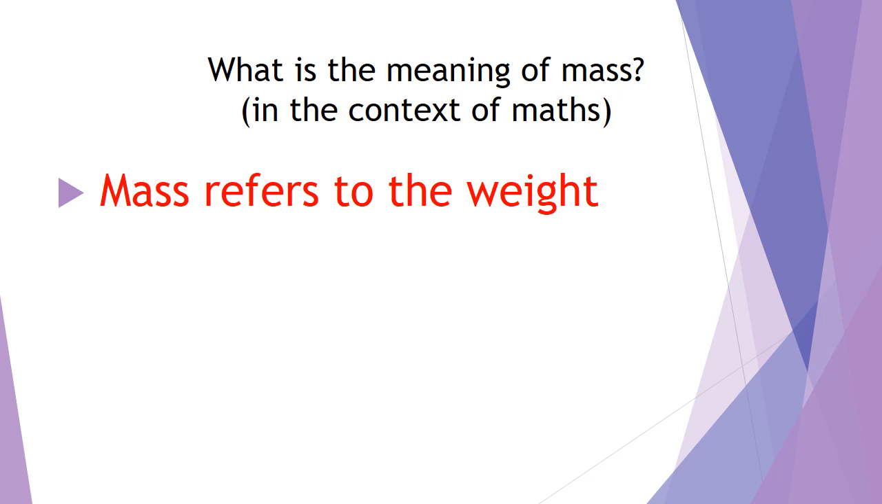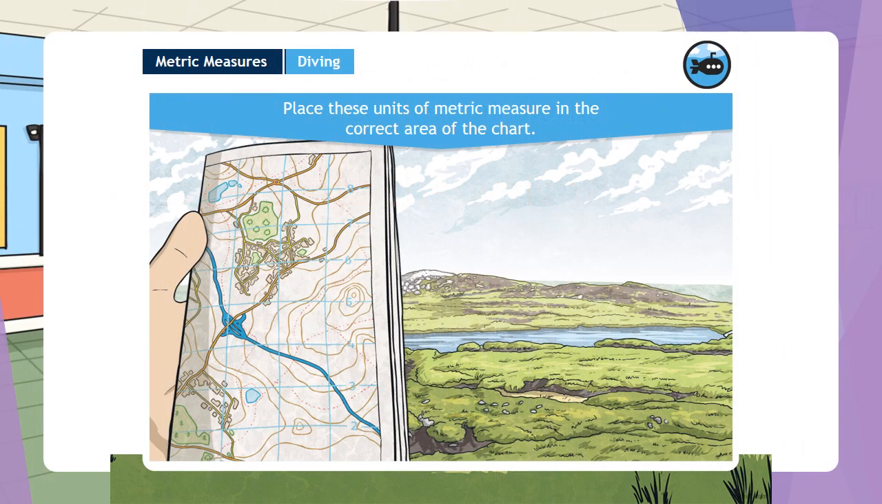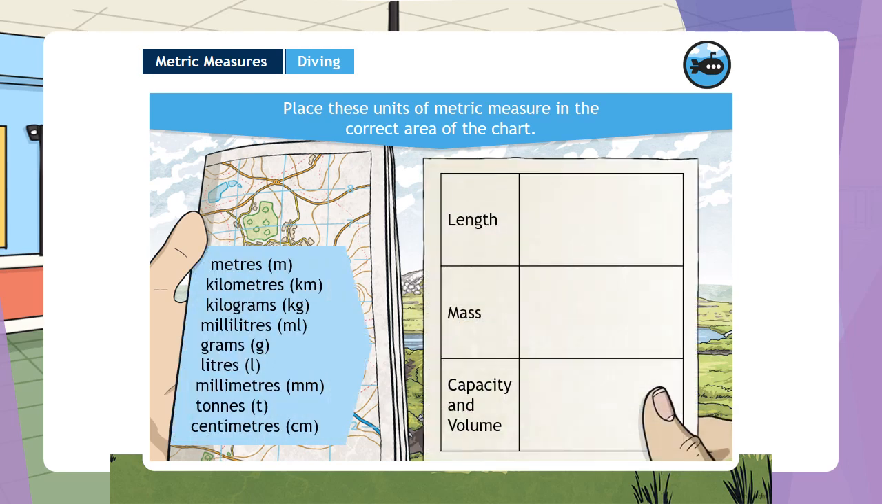Now, mass has many, many different meanings. And I actually encourage you to grab a dictionary and look at all the different meanings for mass, because there's more than one. But for today, we're talking about it in the context of weight. So, to begin, I'd like you to place these units of metric measure in the correct area of the chart. You'll see we've got length, mass, capacity and volume.